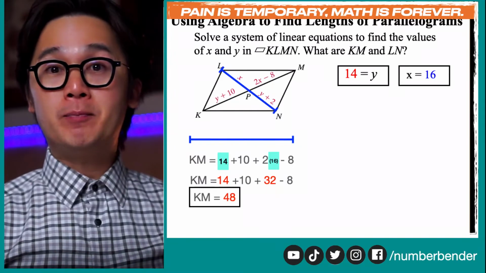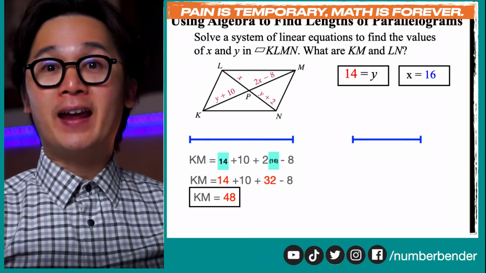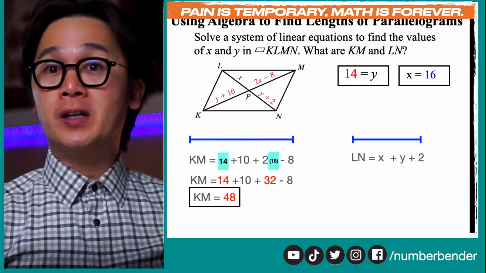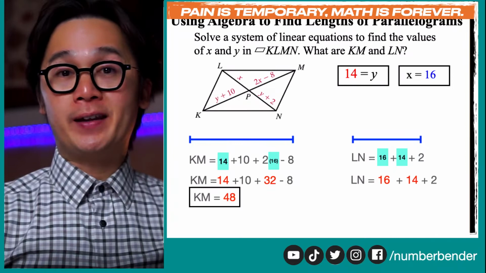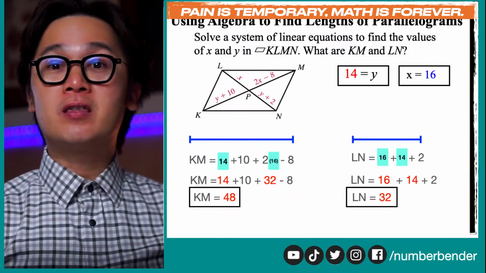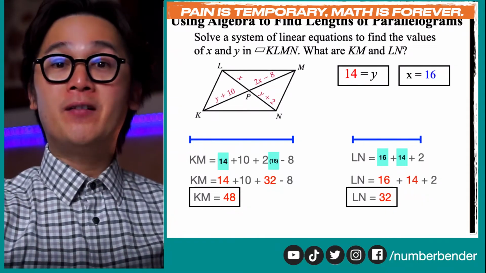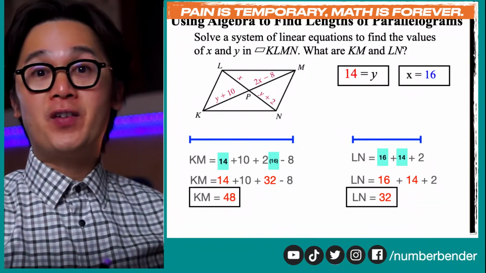And let's complete it by finding the value of line segment LN by adding x and y plus 2. And we know that x is 16 and we know that y is 14. And using basic order of operations, we have LN equal to 32. And now we have our measurements for the diagonals of this specific parallelogram.